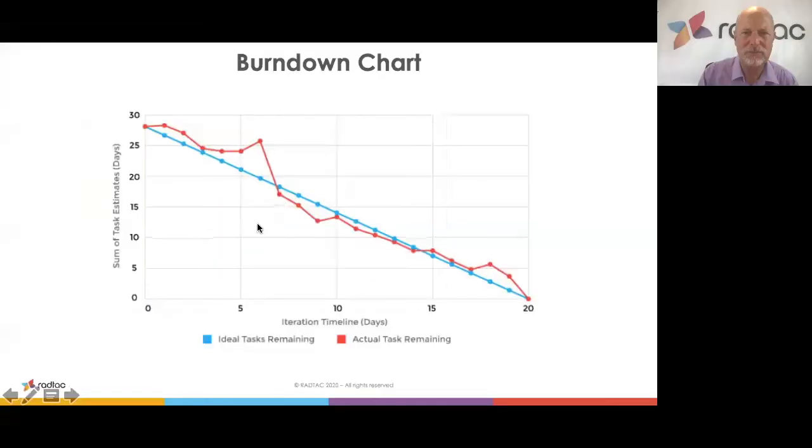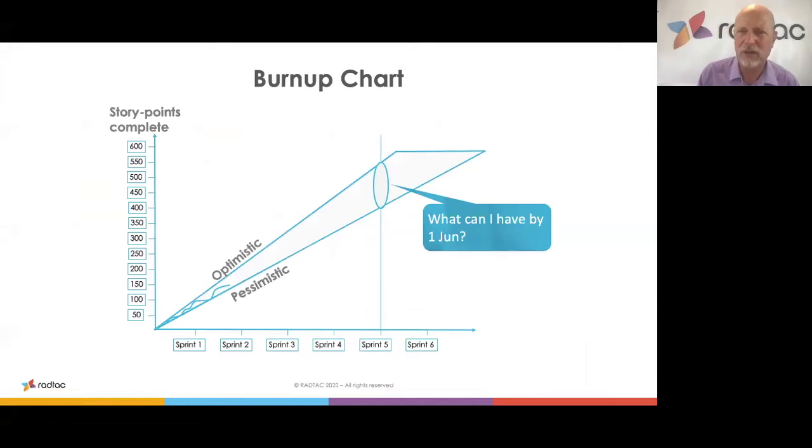Let's go back into the slides. So here's our burn down chart. We can see there the predicted line, ideal task remaining, and then the actual task remaining in the red line there. I would normally do this, as I was saying, in days, like this chart does. I would also do it in story points. I would also do it in tasks. So I would normally have 3 burn down charts. There's our burn up chart, as we've just discussed.